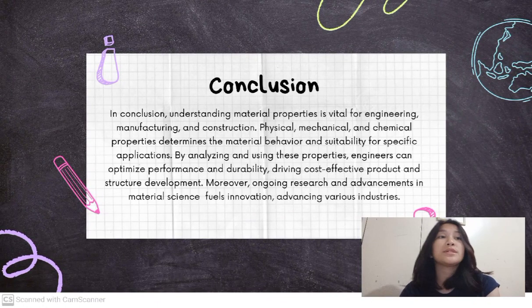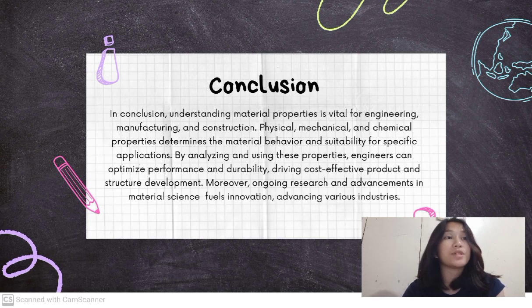In conclusion, understanding material properties is vital for engineering, manufacturing, and construction. Physical, mechanical, and chemical properties determine the material behavior and suitability for specific applications. By analyzing and using these properties, engineers can optimize performance and durability, driving cost-effective product and structure development. Moreover, ongoing research and advancements in material science fuel innovation, advancing various industries.